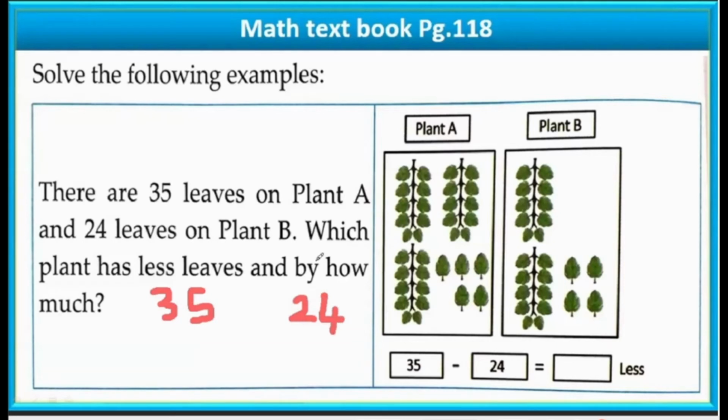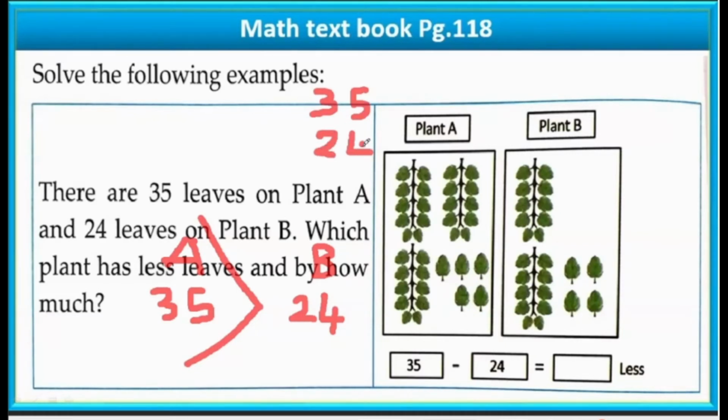Yes. Plant A has more. Plant A has more number of leaves. So we will be writing it in the first. And the second number, plant B, 24 leaves is less. So let's write it down in a vertical addition format also. First, let's take out the leaves, whatever plant B is having. We will take out from plant A.